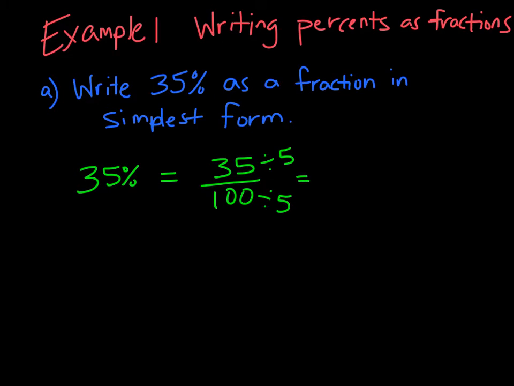35 divided by 5 gives you 7. 100 divided by 5 should give you 20. Then you have to think, are there two numbers that are factors of 7 and 20? No, so it's simplest form. So writing 35% as a fraction, 7/20ths would be the correct answer.